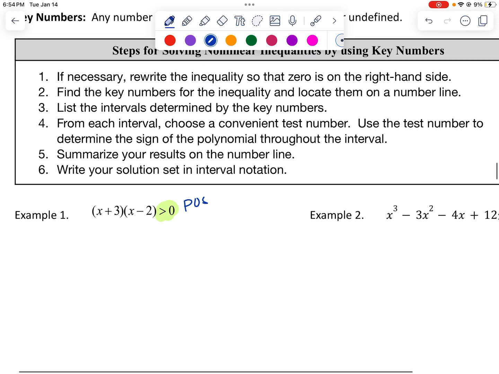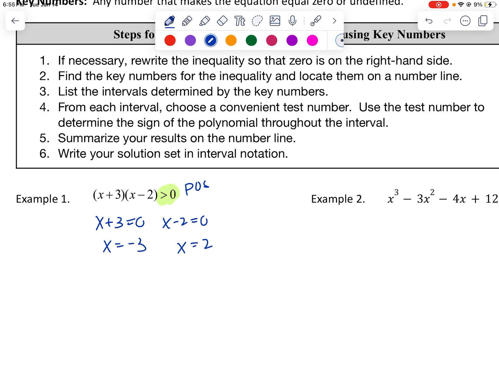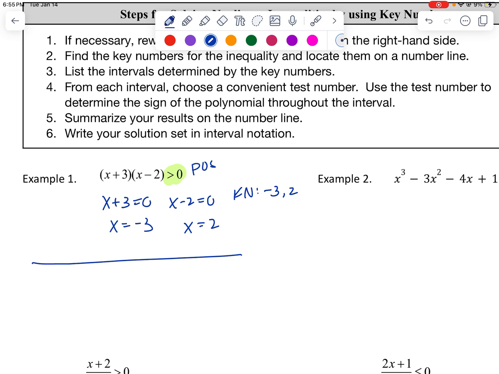The way that we do key numbers, step 1: if necessary, rewrite the inequality so that 0 is on the right-hand side. That's already done for us, we don't have to do anything. Second step is find the key numbers for the inequality and locate them on a number line. The way that we find our key numbers is basically finding the roots. So x plus 3 is equal to 0, x minus 2 is equal to 0. So then my key numbers in this case are -3 and 2. And I'm going to find these on my number line, -3 and 2.